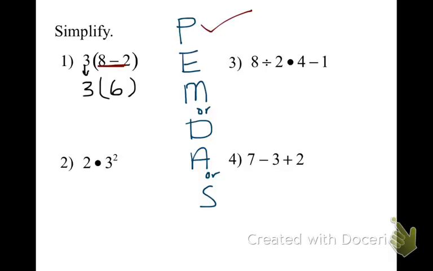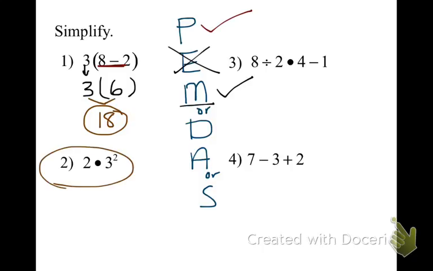Next, are there any exponents? No. Is there any multiplication? Yes, there is. What's 3 times 6? 3 times 6 is 18, and we've simplified our equation. Now go and write down example number 2 and try to solve it by yourself.